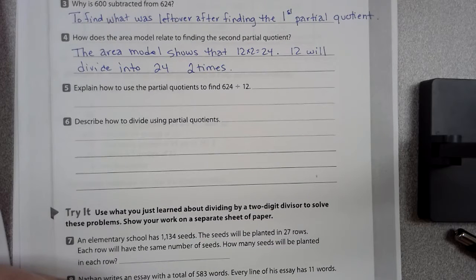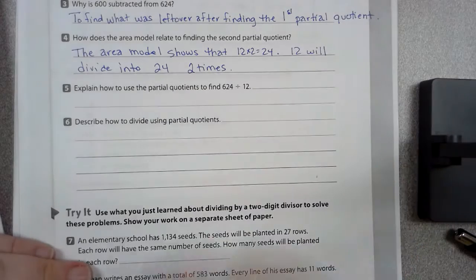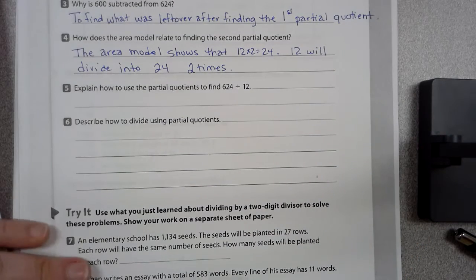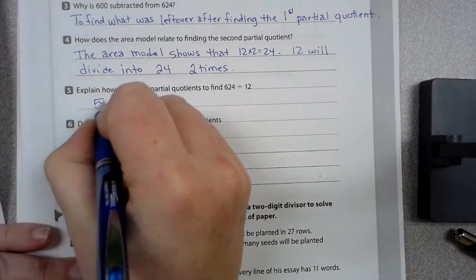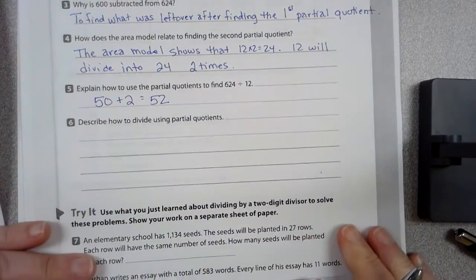Number 5, explain how to use partial quotients to find 624 divided by 12. Well, like we do on all partial products, or partial quotients, we add. We add the 50 plus the 2 equals 52.